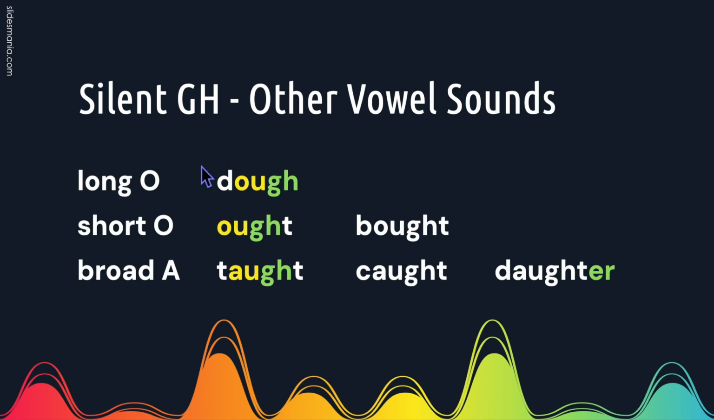There are other vowel sounds that can be used with a silent GH. In this word, we have a long O sound, so this word is dough. We can also have a short O sound like in ought and bought. We can have a broad A sound of ah, taught, caught, daughter.